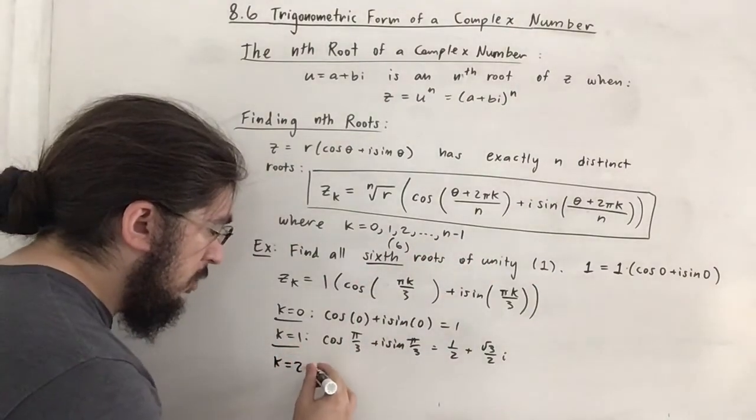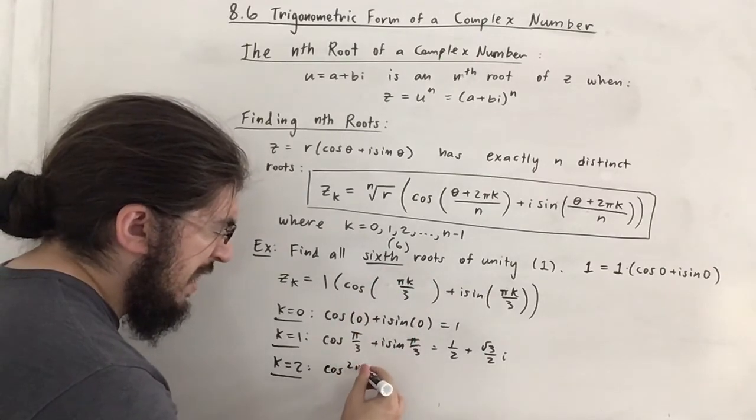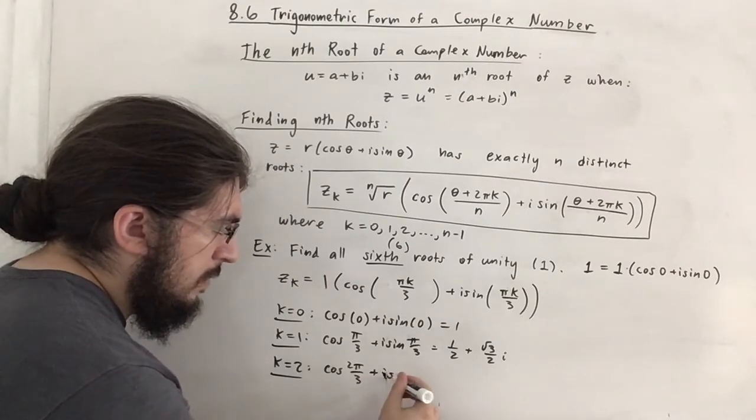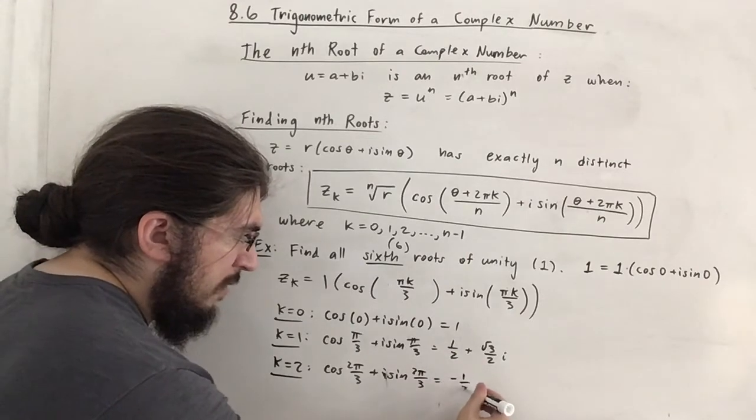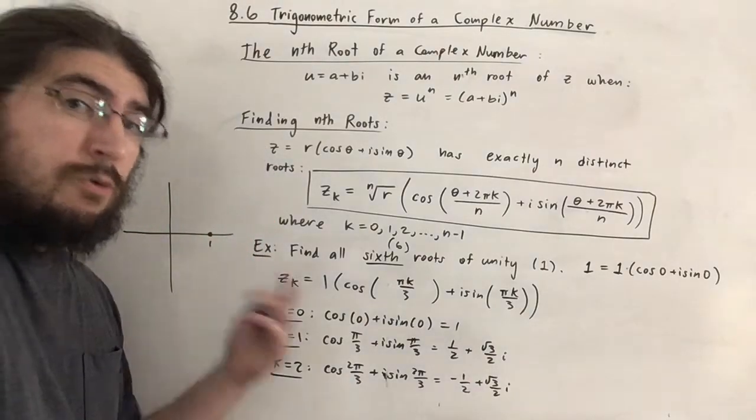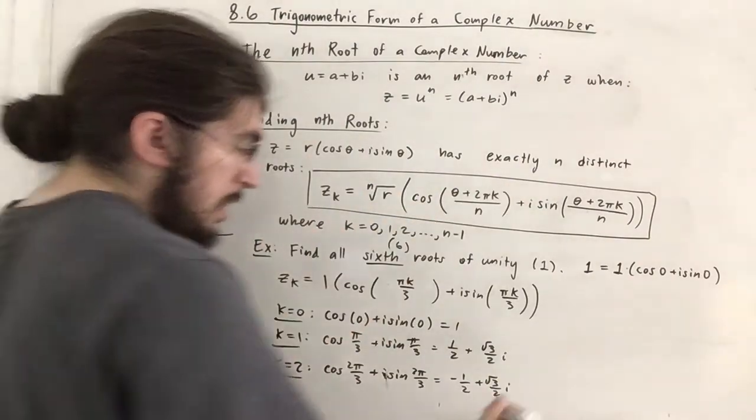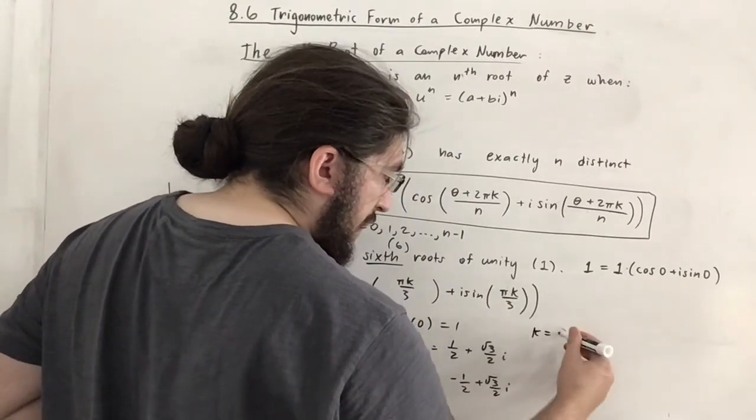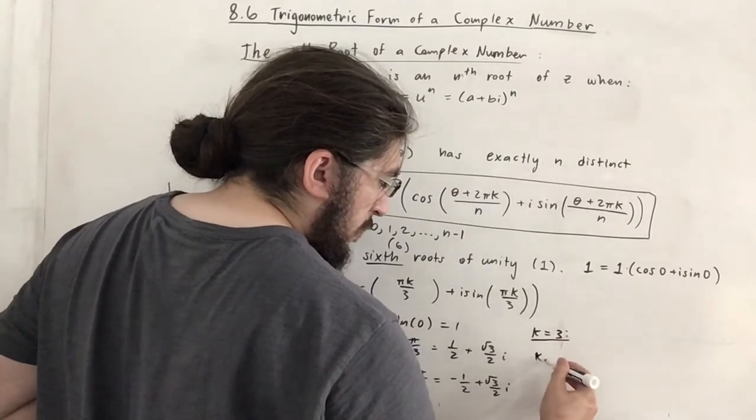When k is equal to 2, we get 2 pi over 3 now, so that's cosine of 2 pi over 3 plus i sine of 2 pi over 3. Now, 2 pi over 3 is in the second quadrant. Cosine is negative in the second quadrant, so that's negative 1/2 plus radical 3 over 2 i because sine is still positive. So now we have 3 more, because we have 6 unique, distinct roots. So now we plug in k equals 3, then 4, then 5, because remember, we always go from 0 to the root minus 1.